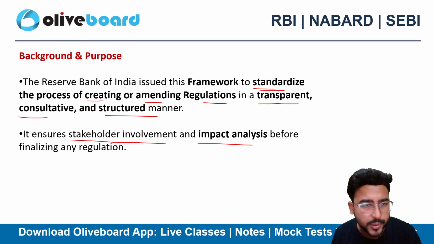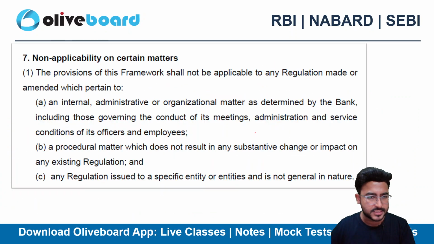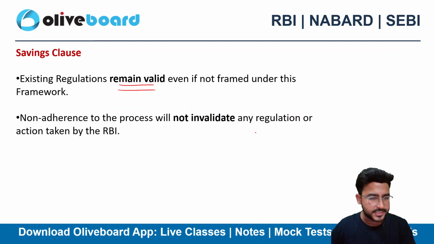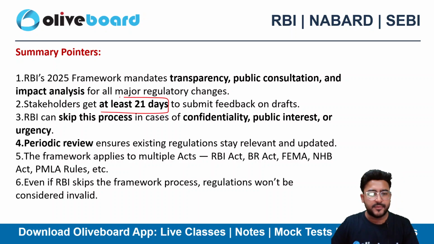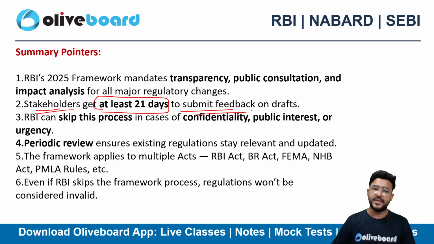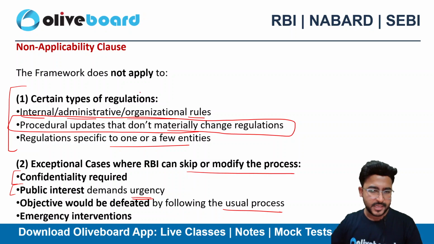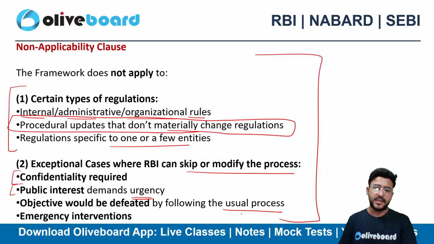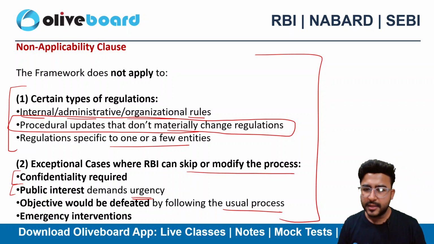If I can give you a quick recap here, definitely the first thing is the policy statement framework, formulation of regulations, right? I can just move to the summary pointers. So you need to give at least 21 days to all the stakeholders to submit their feedback. Definitely there is an exemption list as well, right? There is an exemption list if the particular regulation is related to internal administration, right?